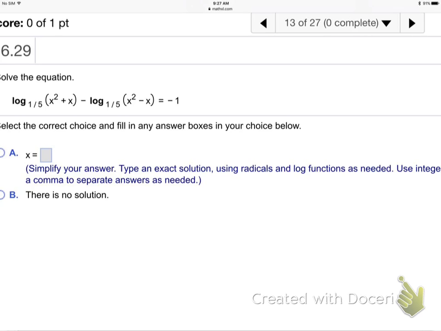So it's the same rules, just a little tricky there. You've got the logs already on the same side, so start the countdown. Right, 2 logs, 1 log. So go to 1 log.